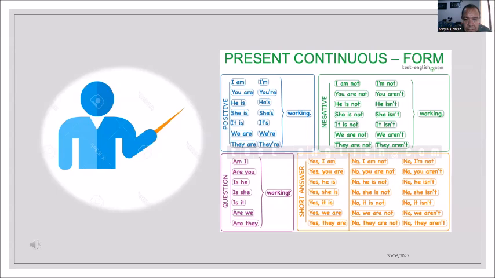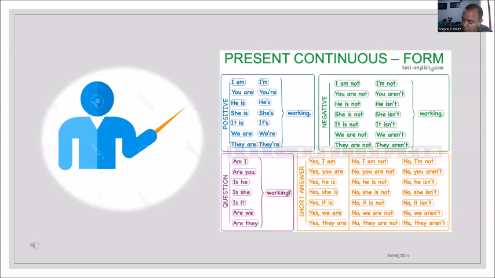For example, I am working, you are working, he is working, she is working, it is working, we are working, they are working. Remember that we can use contractions between the subject and the verb to be. I'm, you're, he's, she's, it's, we're, they're.